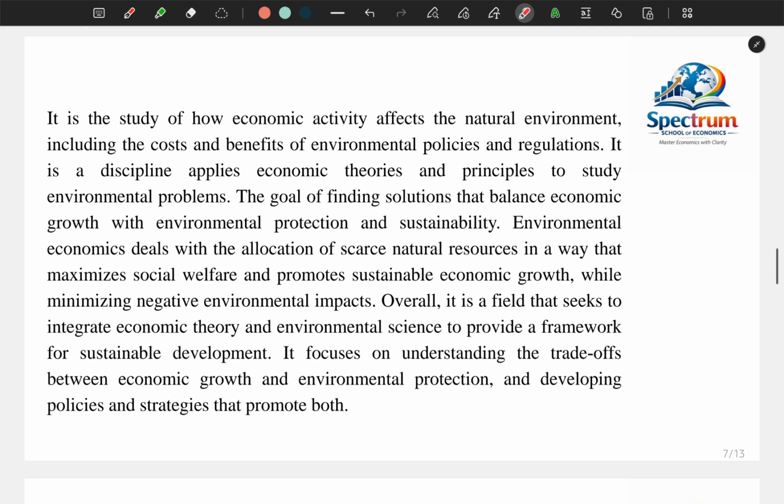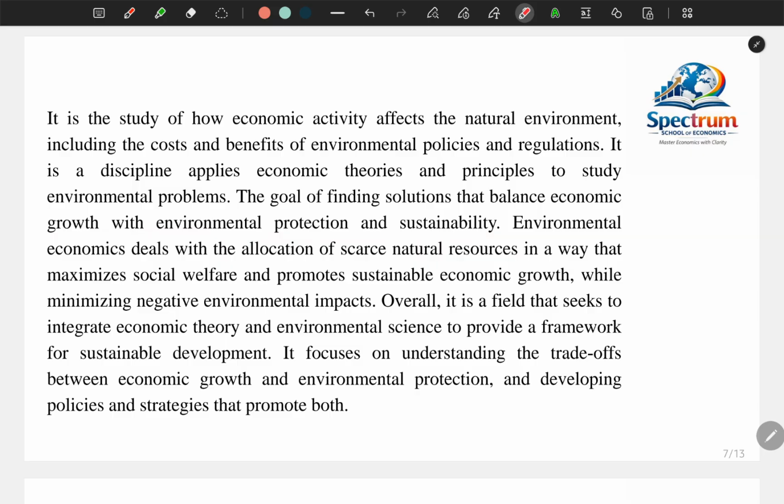So here, environmental economics is the study of how economic activity affects the natural environment, including the costs and benefits of environmental policies and regulations. It is a discipline that applies economic theories and principles to study environmental problems, with the goal of finding solutions to balance economic growth with environmental protection and sustainability.